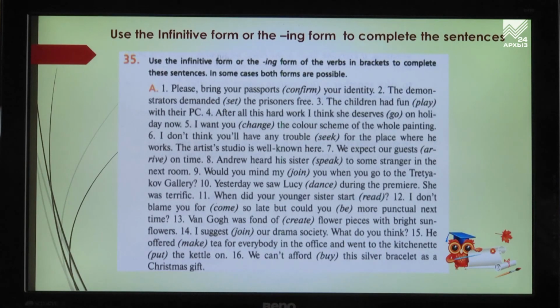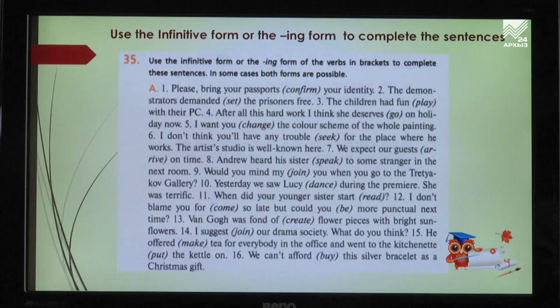I want you, the color, I want you to change. We can use both variants. No, I want you to choose. It is a complex object. Want you to choose is the complex object, and of course we may use only to choose.